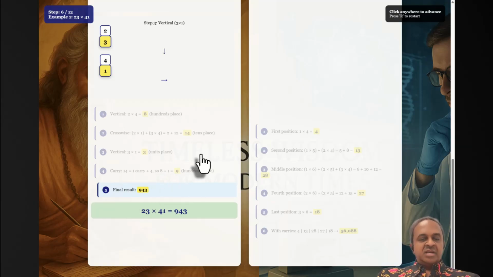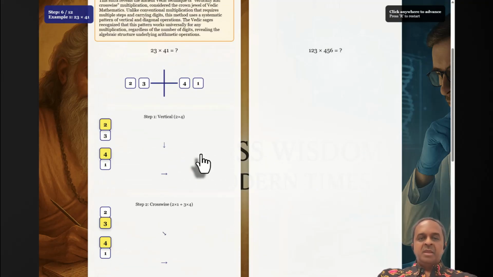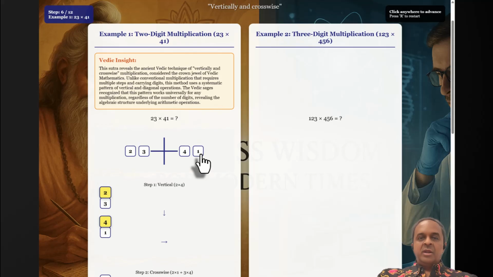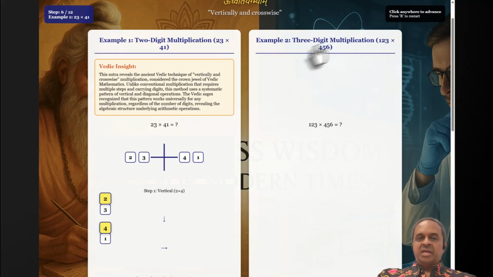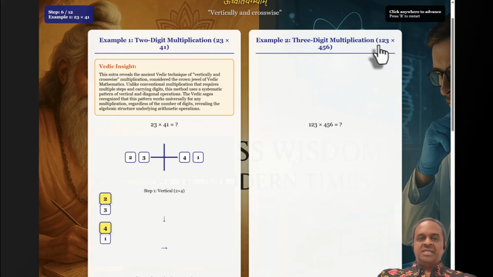So anyway, that's, again, the more you practice, you will see how these multiplications come together. So now let's look at a little bit more complex one, the 3-digit multiplication: 123 times 456. Again, looking at the Vedic insight of this.